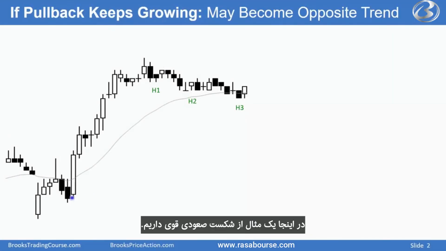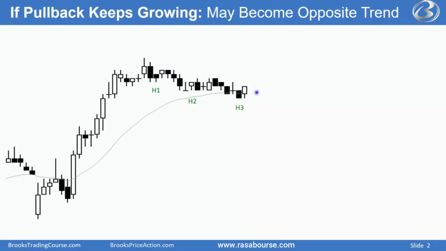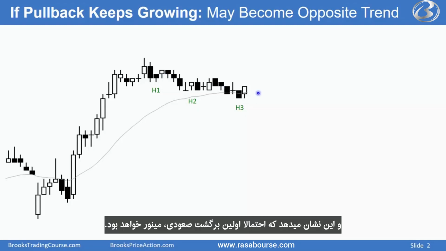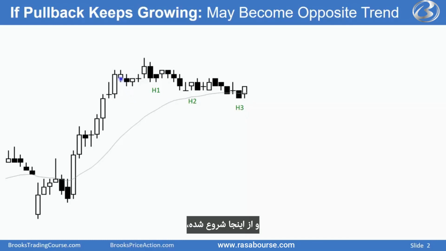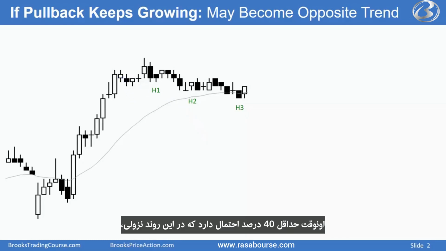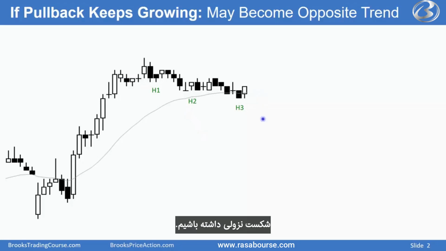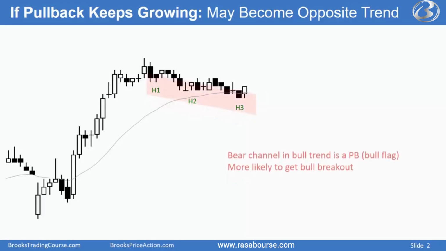Here's an example of a strong bull breakout, and it's starting to pull back. Different ways to count it. You can say this is 1, 2, 3, and then 4. But anyway, it's a fairly tight bear channel, and that is a warning that the first reversal up probably will be minor. And a very tight bear channel like this, lasting 20 bars, beginning over here, you have to be thinking that there's at least a 40% chance of a bear breakout in a bear trend.